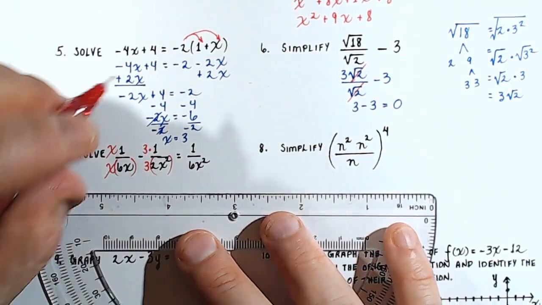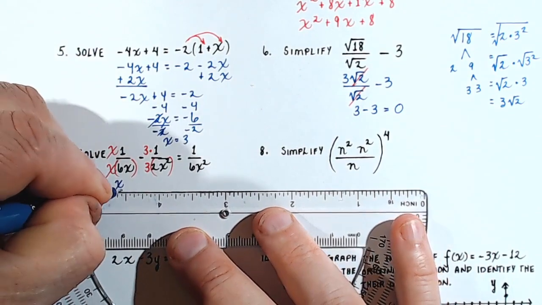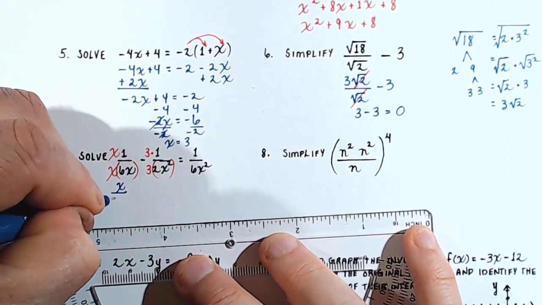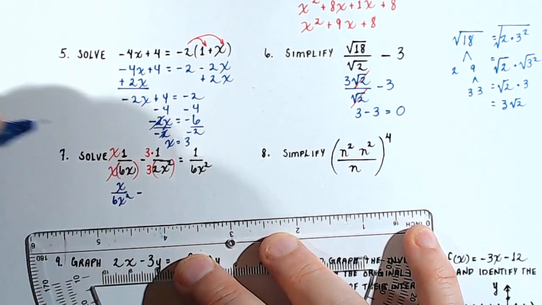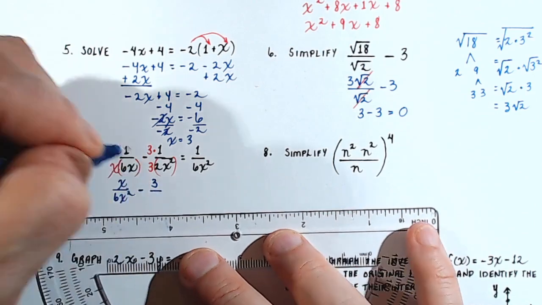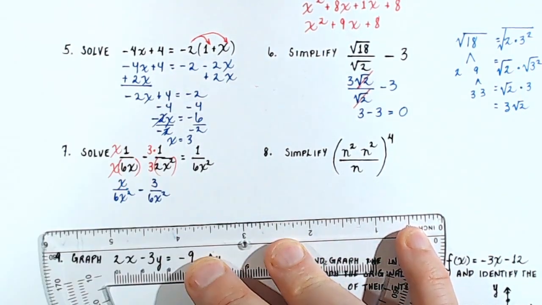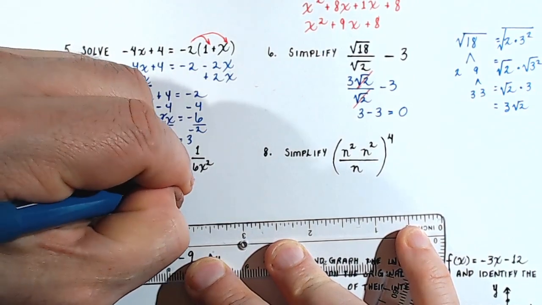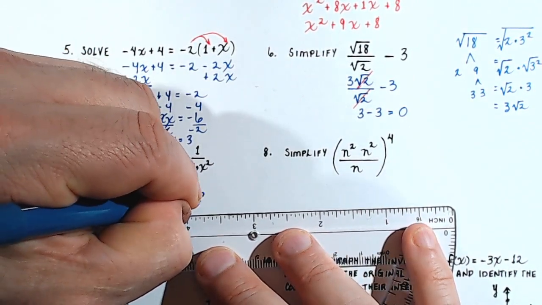So we'll just rewrite this as x over 6x squared minus 3 over 6x squared equals 1 over 6x squared.